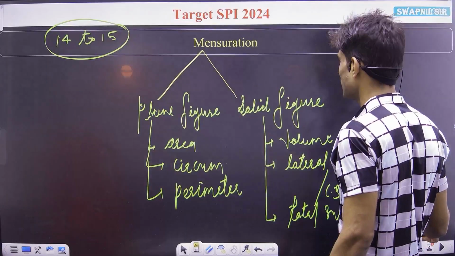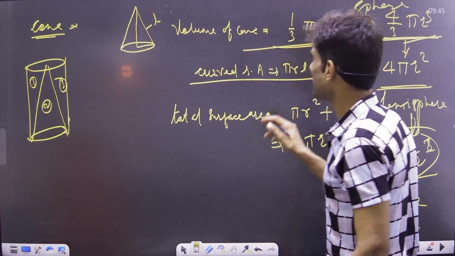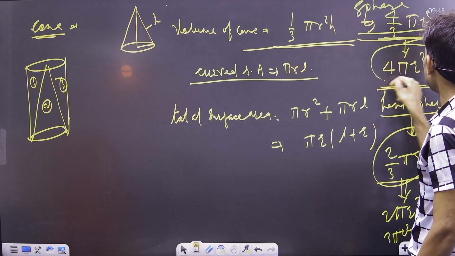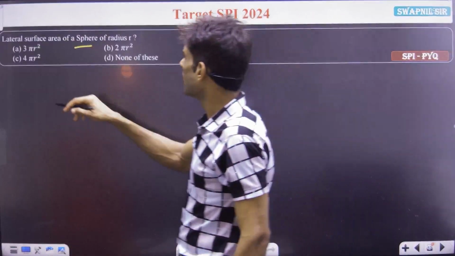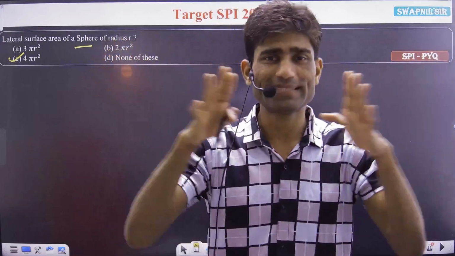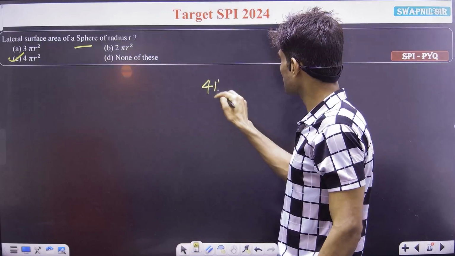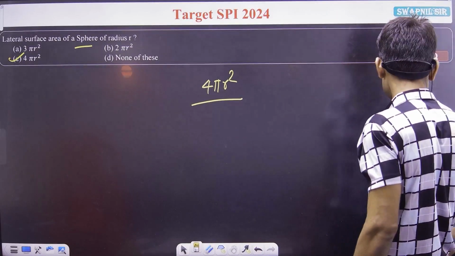Now let me show all this formula to you. The lateral surface area of a sphere is 4 pi r square. For a sphere, the lateral surface area and curved surface area are both equal, which is 4 pi r square. That is the lateral, curved or total surface area of a sphere.